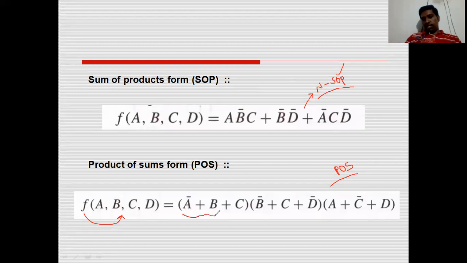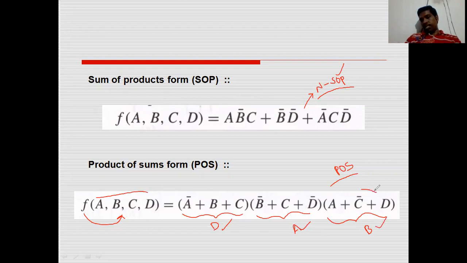When you observe the first term, D is missing. When you observe the second term, A is missing. When you observe the third term, B is missing. That means again the condition is not verified here. What is the condition for canonical? All the literals should exist in each and every term. But in each and every term, I have found one more literal missing. That's why it is not a standard form. It is not a canonical form.